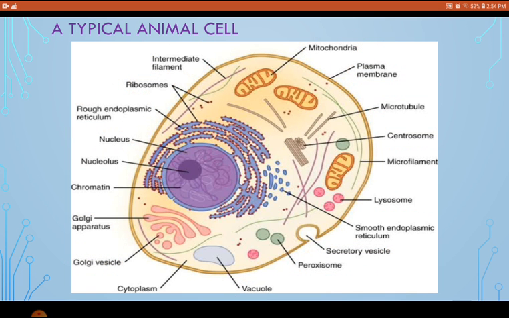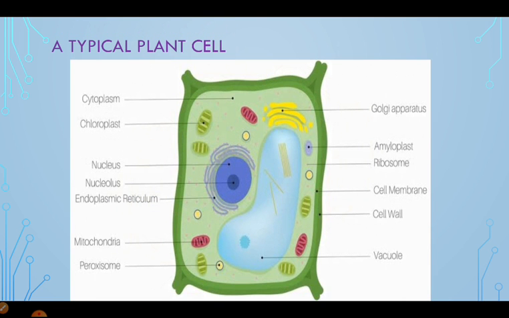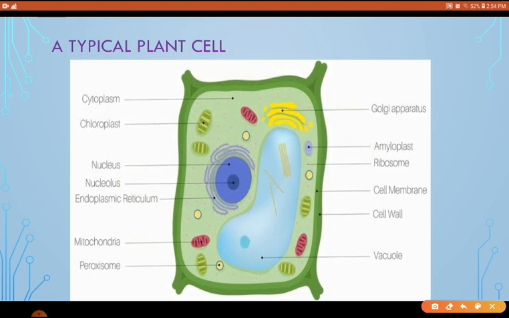This is a typical structure of an animal cell, and from this diagram you are now able to identify different parts of the animal cell. Next we see a typical plant cell. Now we can see that the basic organization is similar, that this is a cytoplasm and this is cell membrane and this is nucleus. These main three structures are present in all the cells, whether these are plant cells, animal cells or any other cell.